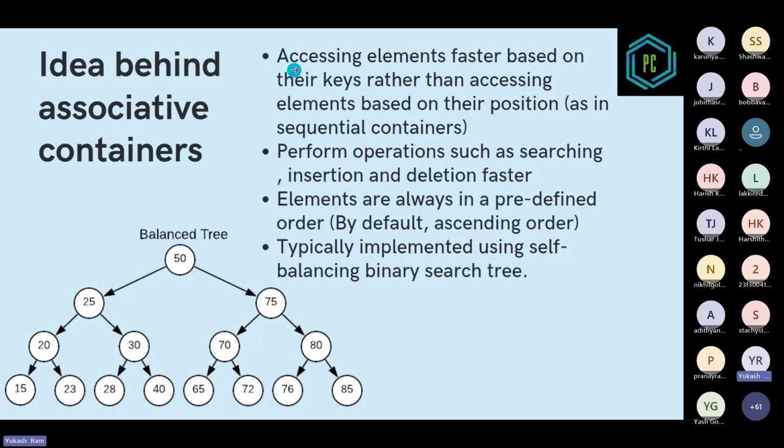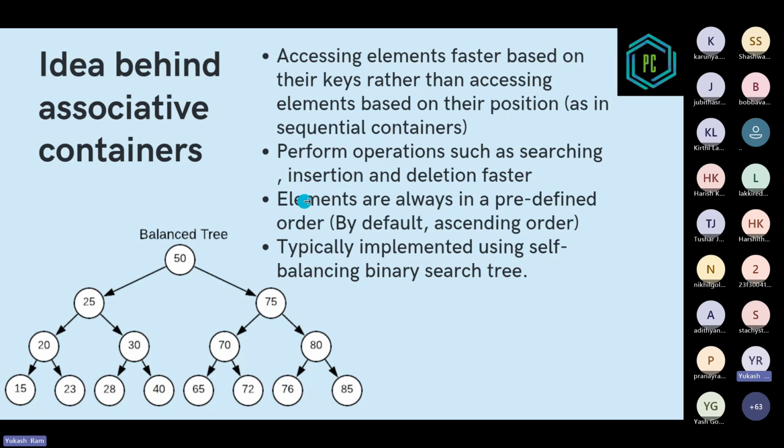First of all, accessing elements faster based on their keys rather than accessing elements based on their position. In the sequential containers, let's say vectors or arrays, given any element, we access them based on their position. For example, if you want the fourth element, you can just get it by using an index. But in these containers, we want to access the element based on their key values or based on being linked with some other keys. So in these containers, we don't care about what position they were actually included in the container. And these containers can perform operations such as searching, insertion, and deletion faster.